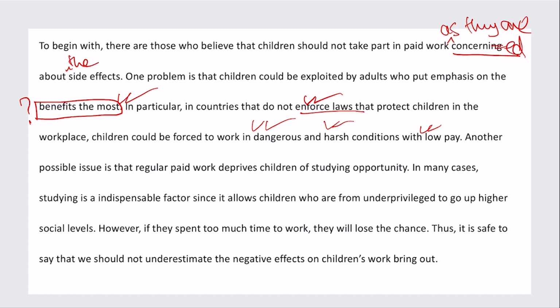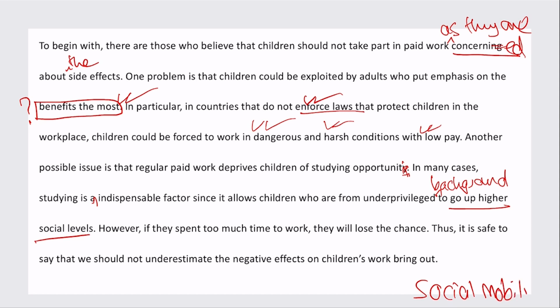Okay? Nice, complex sentence, good. Another possible issue is that regular paid work deprives children of studying opportunities. In many cases, studying is an indispensable factor since it allows children who are from underprivileged backgrounds to go up higher socially. We call this social mobility, which is when you move from an underprivileged to a more privileged background. So, for children from underprivileged backgrounds to become upwardly socially mobile.